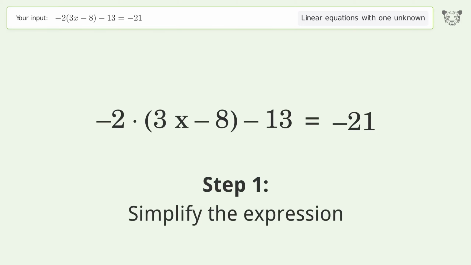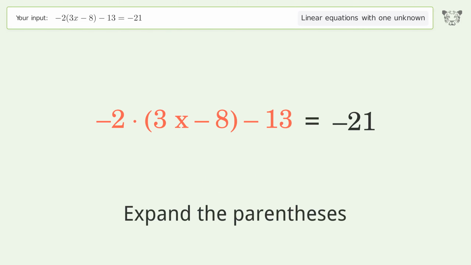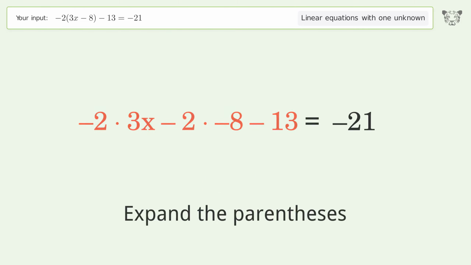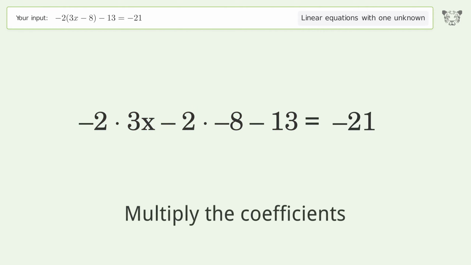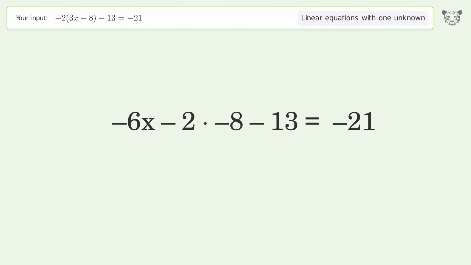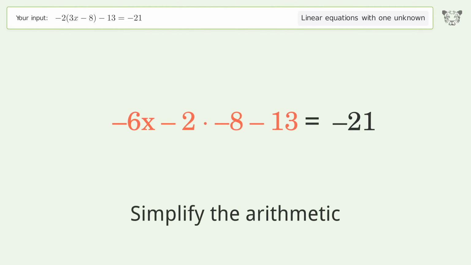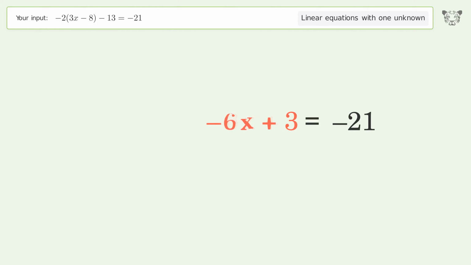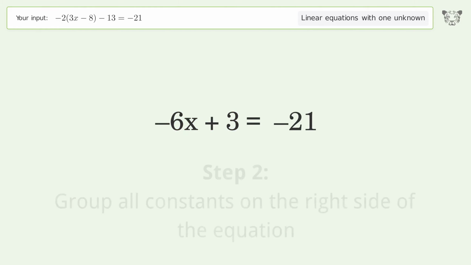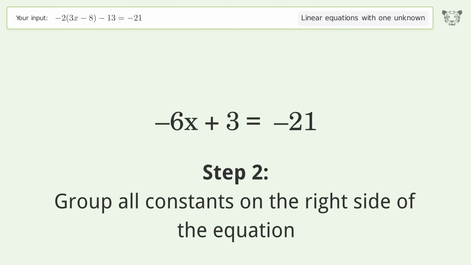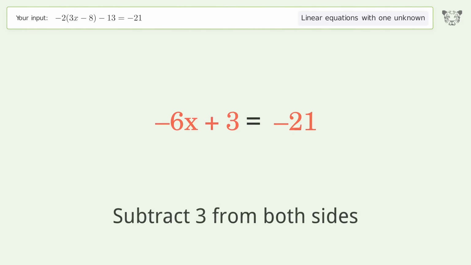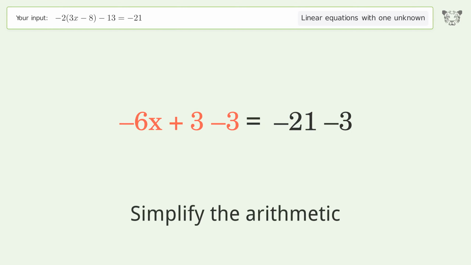Simplify the expression. Expand the parentheses. Multiply the coefficients. Simplify the arithmetic. Group all constants on the right side of the equation. Subtract 3 from both sides. Simplify the arithmetic.